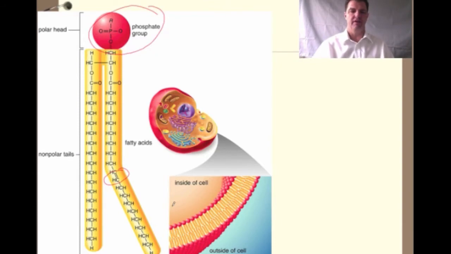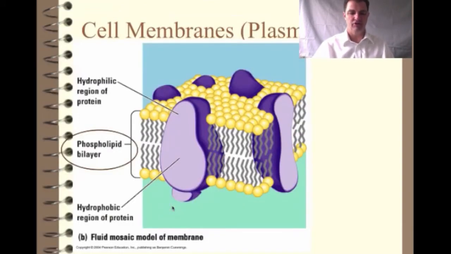We'll just start with the hydrophilic and hydrophobic regions for now. Okay, so here's my cell membrane, here's my polar heads, here's my tails in here, so there's my phospholipid bilayer. You'll also see embedded among them these proteins.